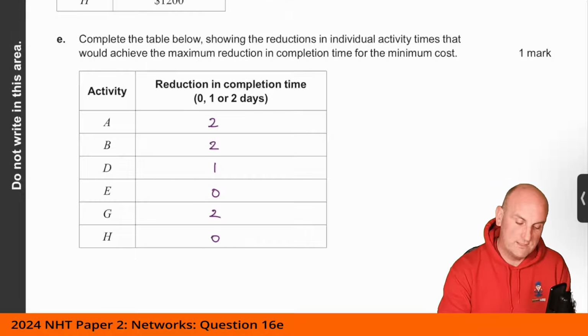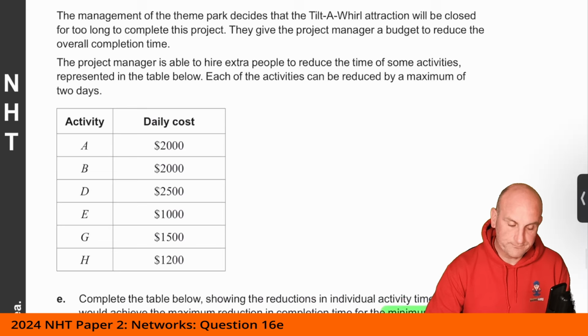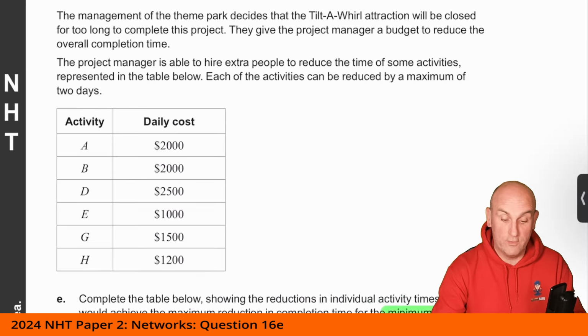But what you've got to notice, for those of you who are still sticking with me, is you've got to do it for the minimum cost. Okay. So the way to do this is to come up with all the routes through the network. And there are 7 of them, believe it or not.